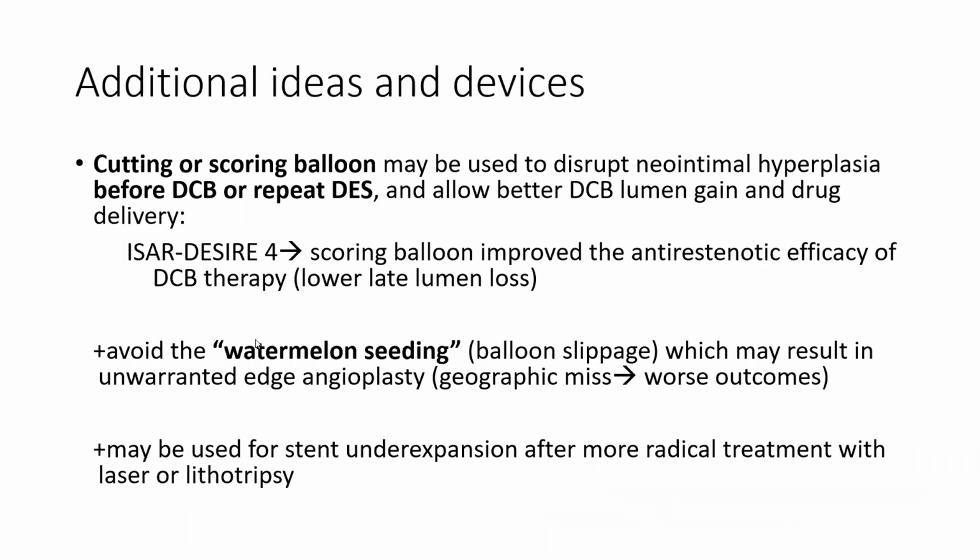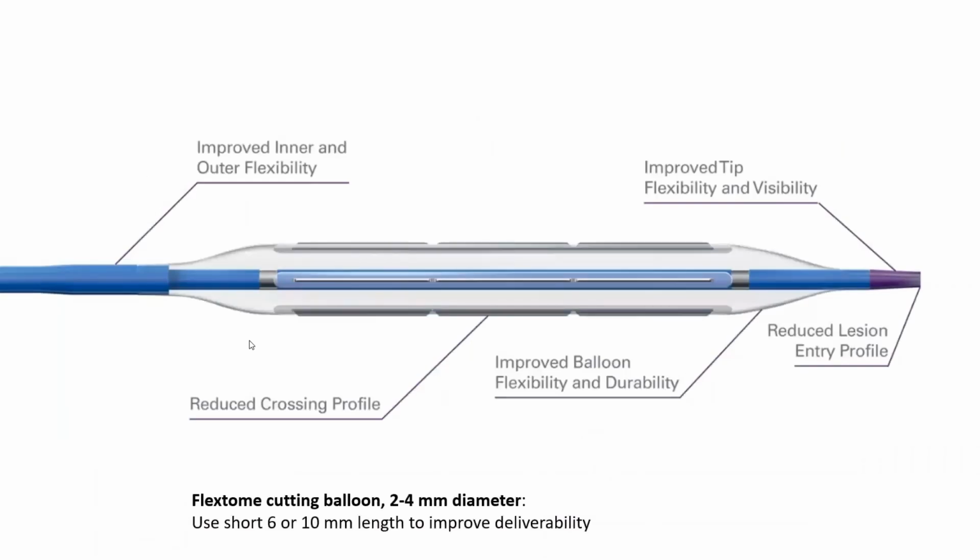So additional ideas and devices here. One, I want to describe the cutting balloon. The cutting balloon is a balloon that has 4 longitudinal blades that disrupts and softens the plaque. Those blades create micro incisions in the plaque, and based on an old study using IVUS called REDUCE-1, those blades allow more lumen gain than standard balloon with less vessel stretch and less elastic recoil.